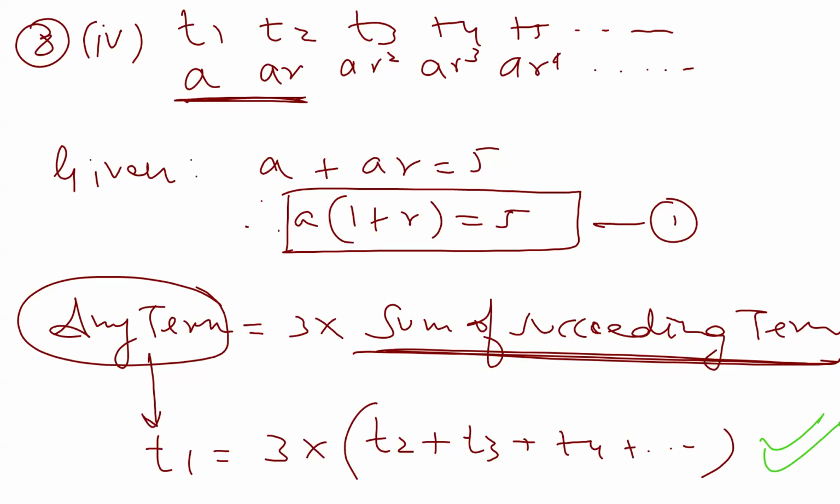Now T1 is A. In infinite GP sum to infinity problems, do you know the formula of T2 plus T3 plus T4 plus dot dot dot? Have I given you the formula some time back? Only in infinite GP, if they are mentioning infinite GP or sum to infinity. AR upon 1 minus R. Perfect.